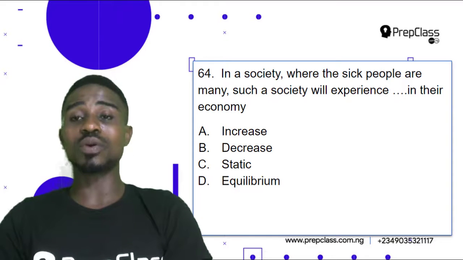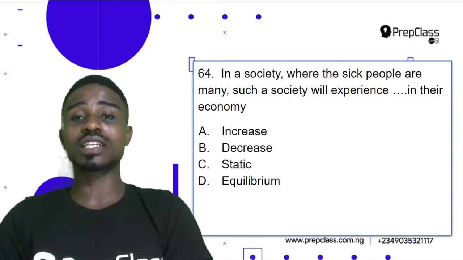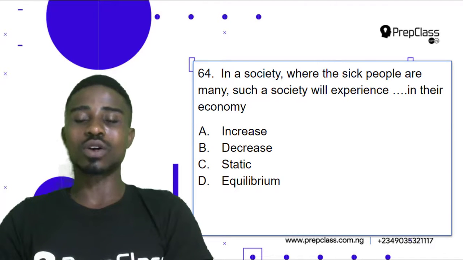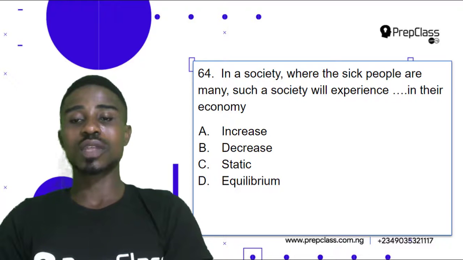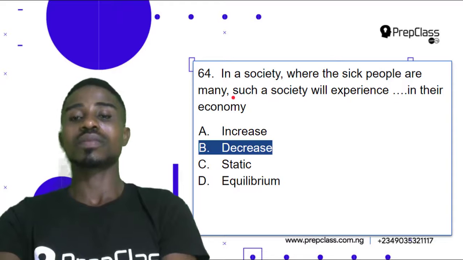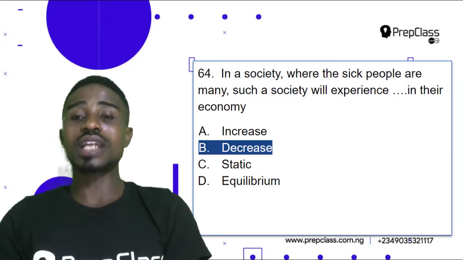Let's paint a scenario in this dispensation of the COVID-19. Imagine where an economy is affected with COVID-19. Such an economy will be on the decrease and not on the increase. So our correct answer will be option B, decrease. Question 64, option B, decrease, is our correct answer. Let's look at the next question.